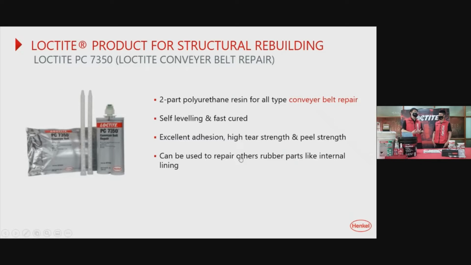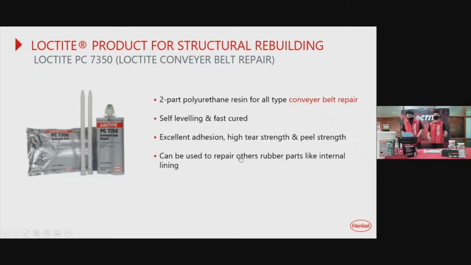As you can already see in the slide, it's called PC7350, also known as Loctite Conveyor Belt Repair. Very straightforward product, but Kim, can you help us introduce this product? Okay, no problem. The second product I'd like to introduce to you is Loctite PC7350, or Loctite Conveyor Belt Repair. You can see it's a pretty straightforward application. We use this to do conveyor belt repair.